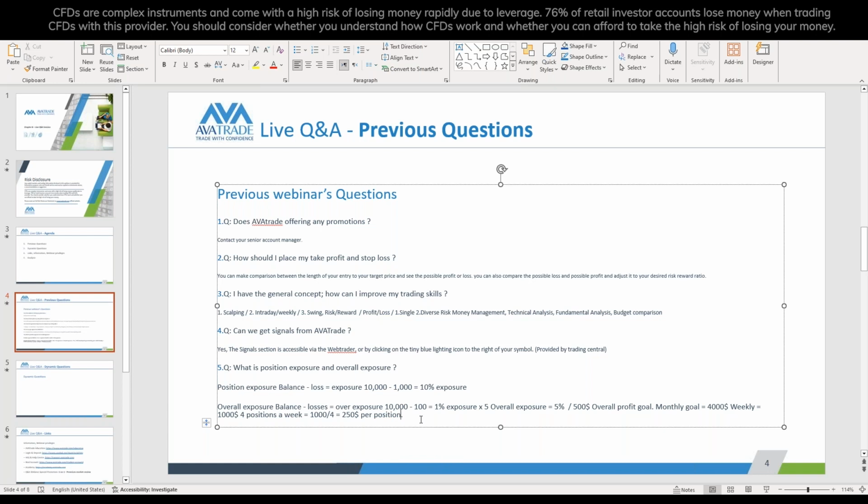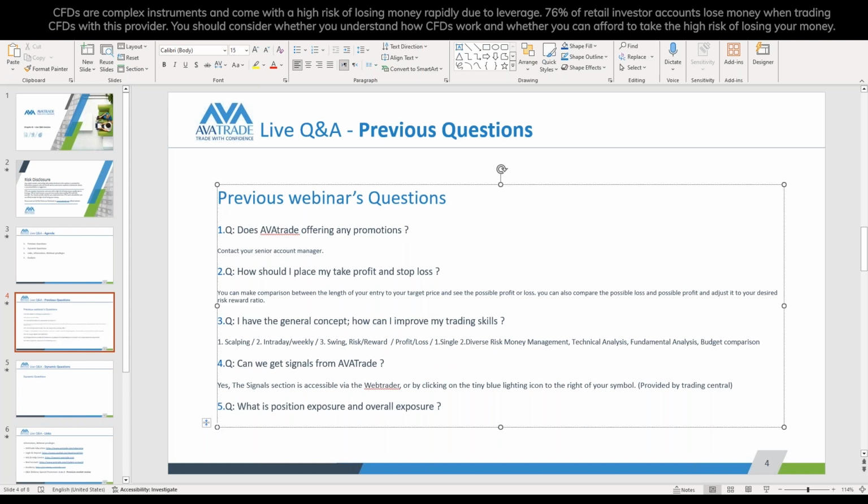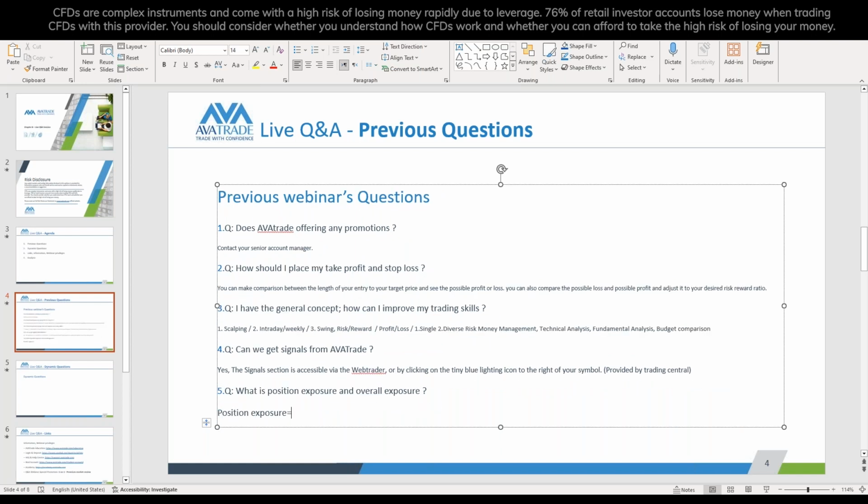Well, it appears that my explanation here was a bit longer than what I thought. I don't know if this is understood this way. Position exposure equals balance minus loss, and overall exposure equals balance minus losses from all existing positions. Well, I hope that this makes sense, but unfortunately I can't write it otherwise, and we don't have the time anyway.